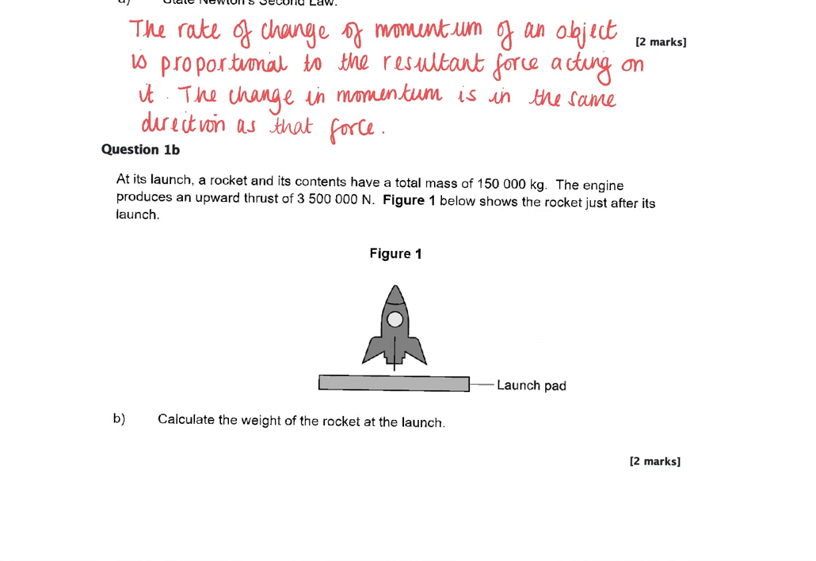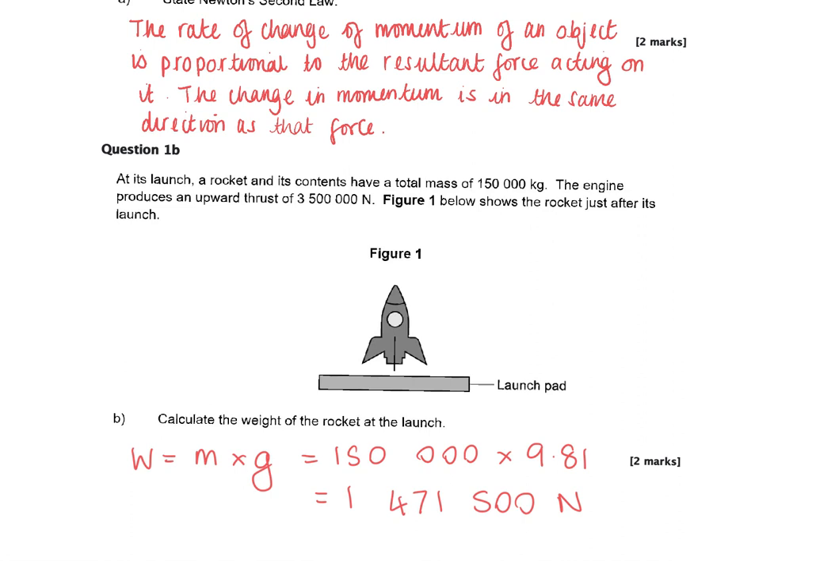So we know how to calculate the weight of an object. Weight is equal to the mass of the object times the force of gravity, which is going to be 9.81. So you're going to take the mass from the question, times it by 9.81, which is on our information sheet if we've forgotten. And the answer that you're going to get is 1,471,500 newtons.